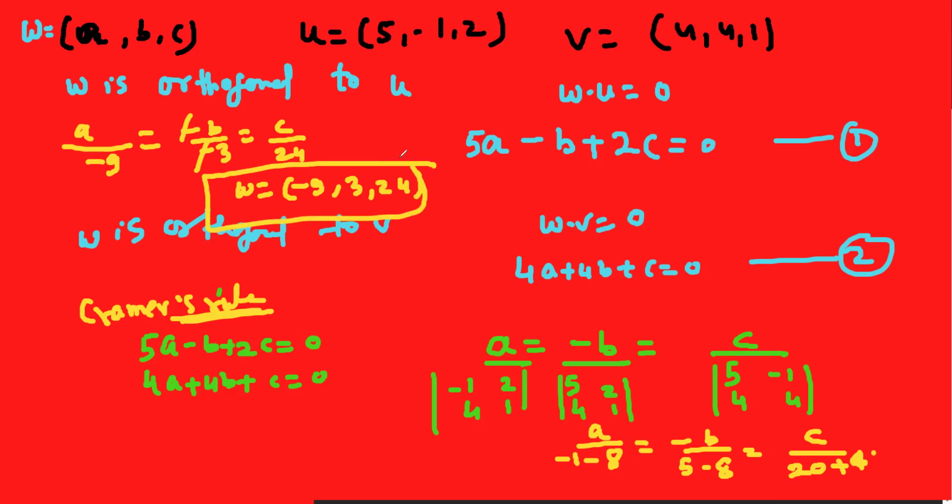This is the vector. When you multiply with u, you will get 0, and when you multiply with v, it will be 0. If they give 0, it means they are orthogonal to each vector, right? So the rule to memorize is: if the dot product of two vectors is equal to 0, that means they are orthogonal. Just go through it once.